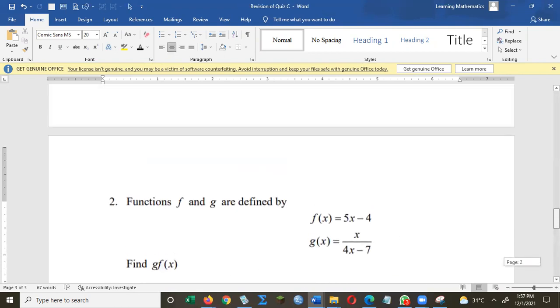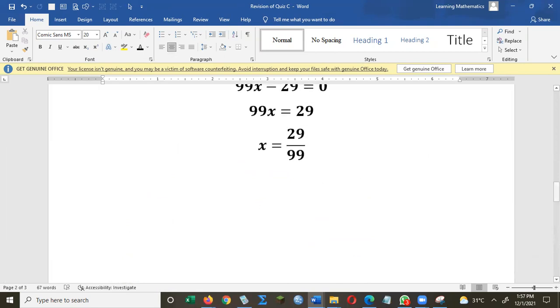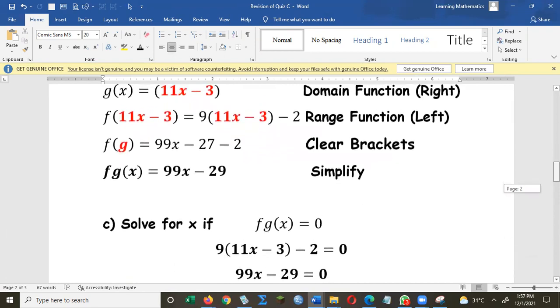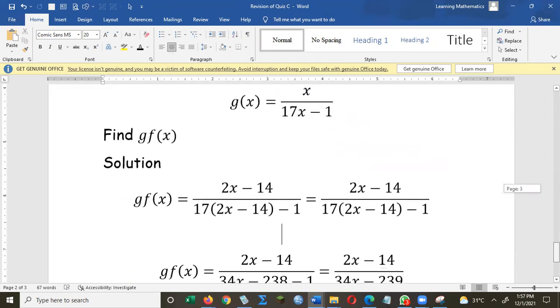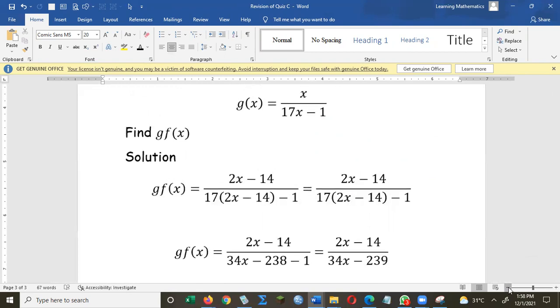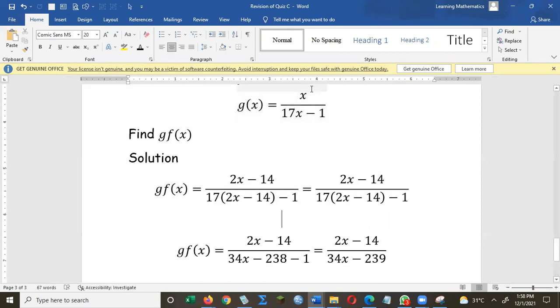You can follow the 4-step process nicely, like what we have here. Domain, range in brackets, substitute, clear brackets, simplify. Or you can just do it one time. Put f into g one time. All we have is x. So now if you notice there, you can put f there, and you have to put f there. Clear brackets, 17 times minus 14 is negative 48. Simplify. And then here you have it. Final answer.